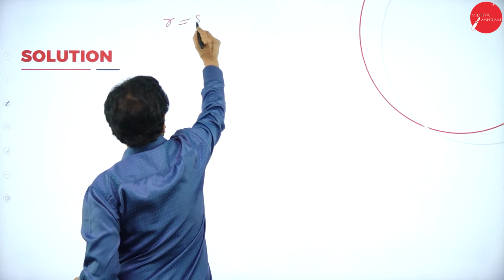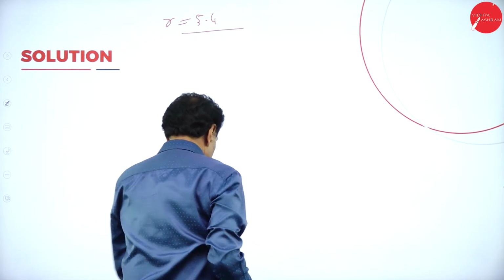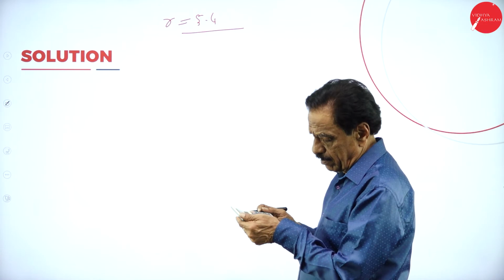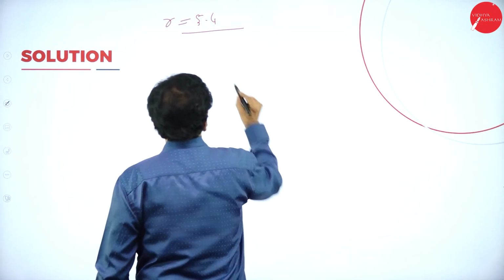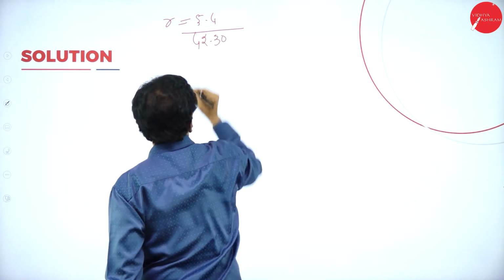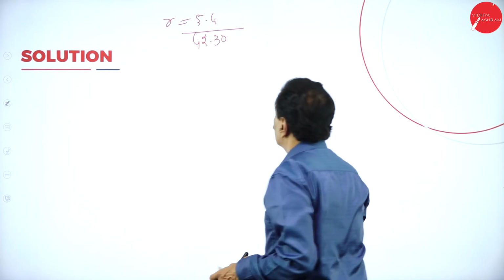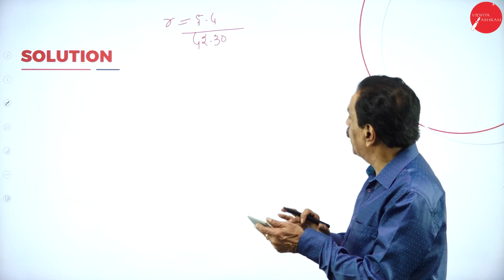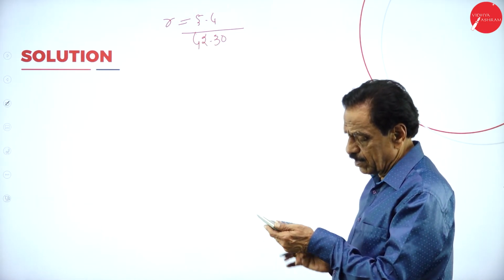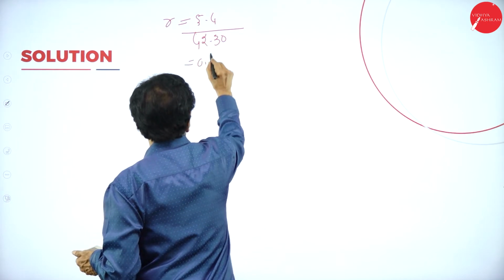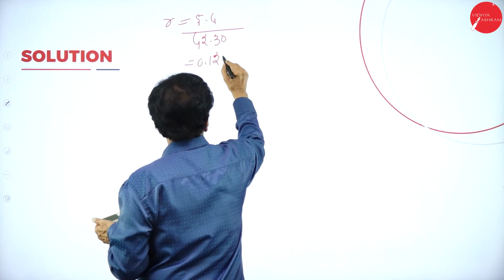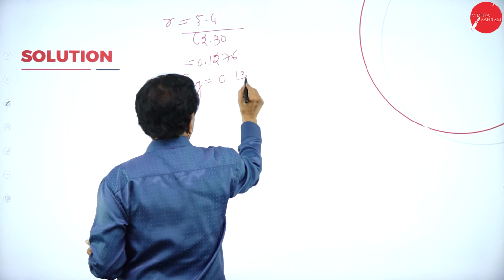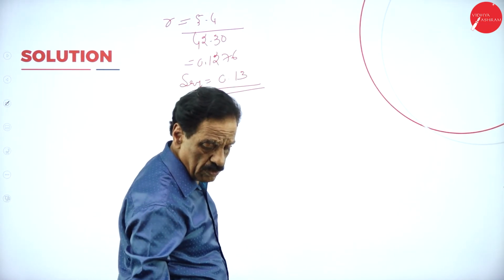R is equal to 5.4 divided by the root of that number, which is 43.30. So 5.4 divided by 43.30 is 0.1276, say 0.13.